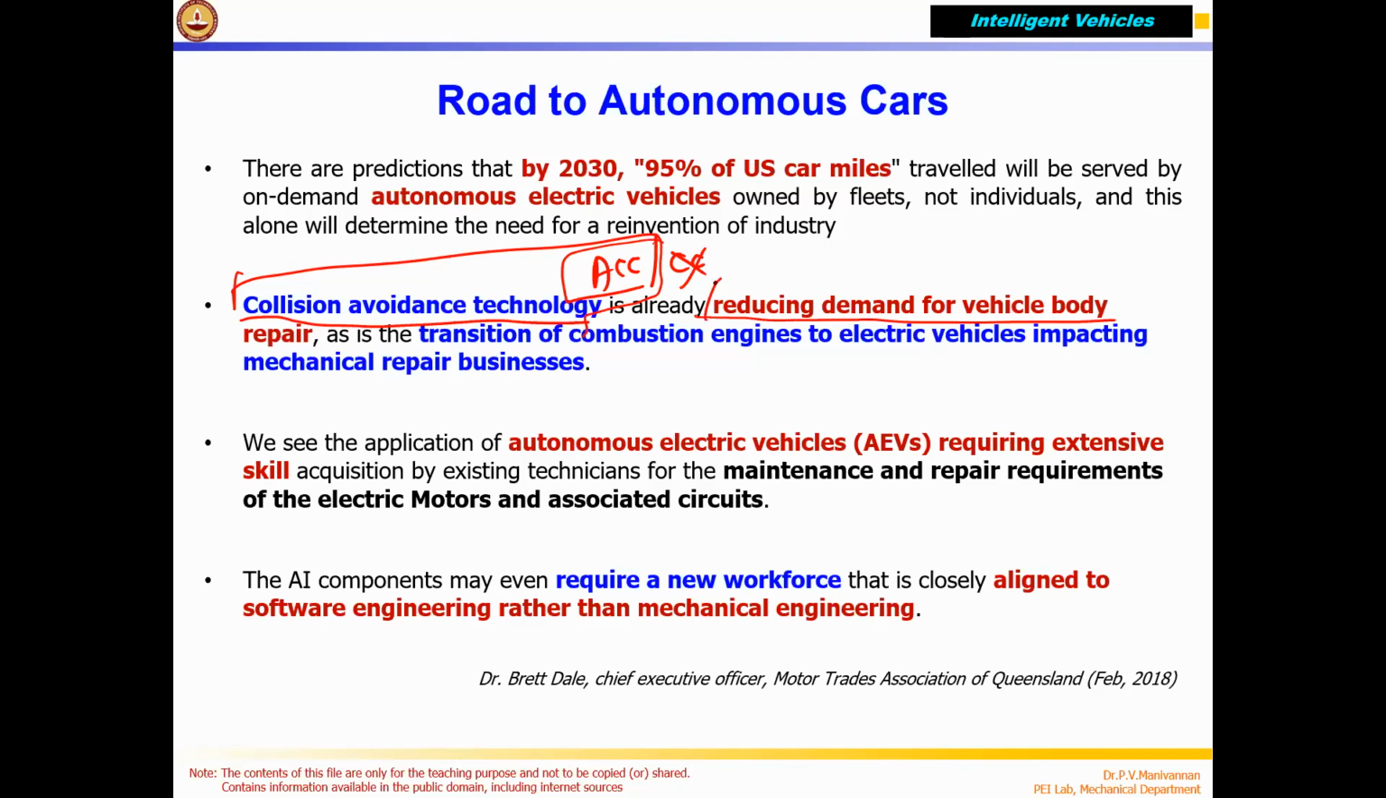They say that body shop work reduced once they introduced ACC, adaptive cruise control. This is a survey that happened in the US. Then, the transition from combustion engine to electric vehicle is impacting the mechanical repair business. You know the service stations, whether company-owned or private, motorcycle service centers, and mechanics, bike mechanics, car mechanics. They are able to work because the engine has been known for the last 100 years.